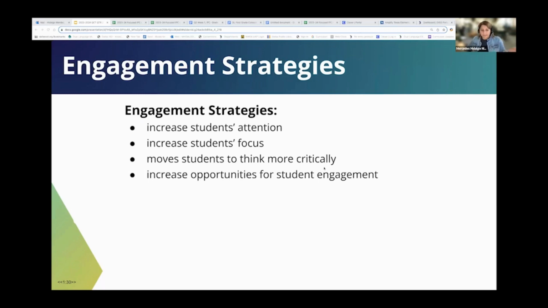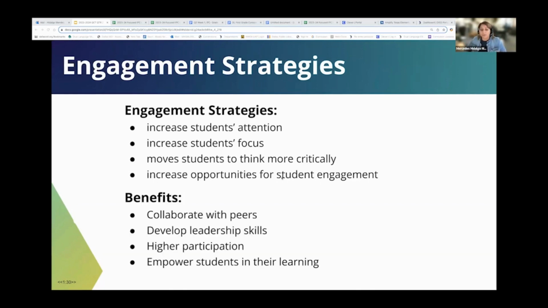So engagement strategies, of course, there are plenty of benefits to doing engagement strategies because they increase the students' attention, they get them focused, and they can think more critically. They have opportunities to talk, and they can collaborate with their peers, they develop leadership skills, there's more participation, and we empower them.